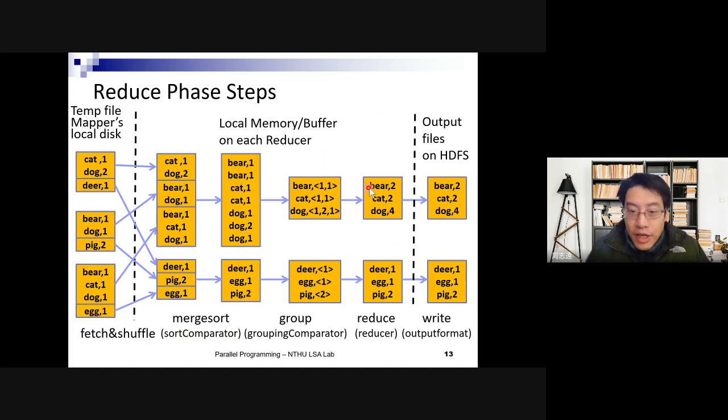Okay, and then there's the grouping. By default, of course, if the keys look exactly the same, then the values will be merged and grouped together. But it's actually controlled by the grouping comparator function. So you could also override this comparator function to do the grouping in a different way.